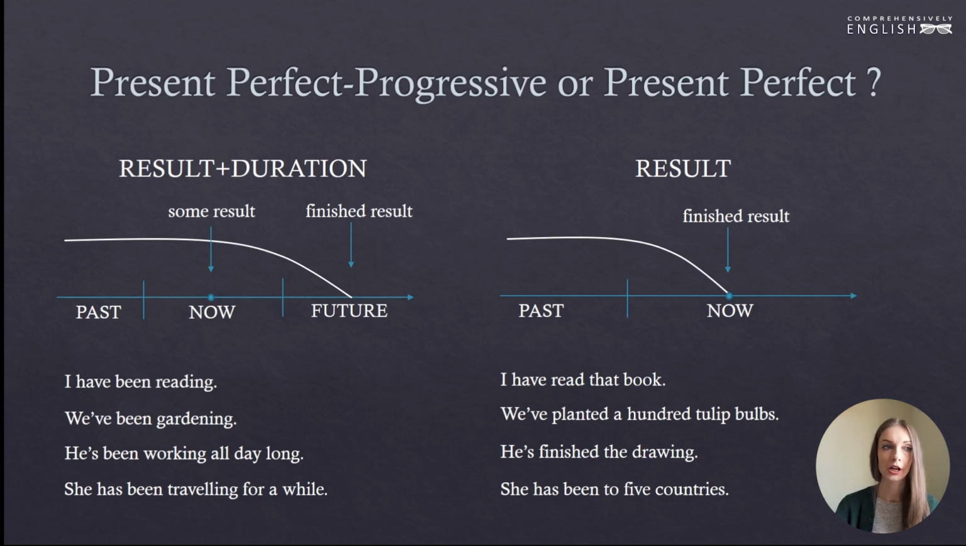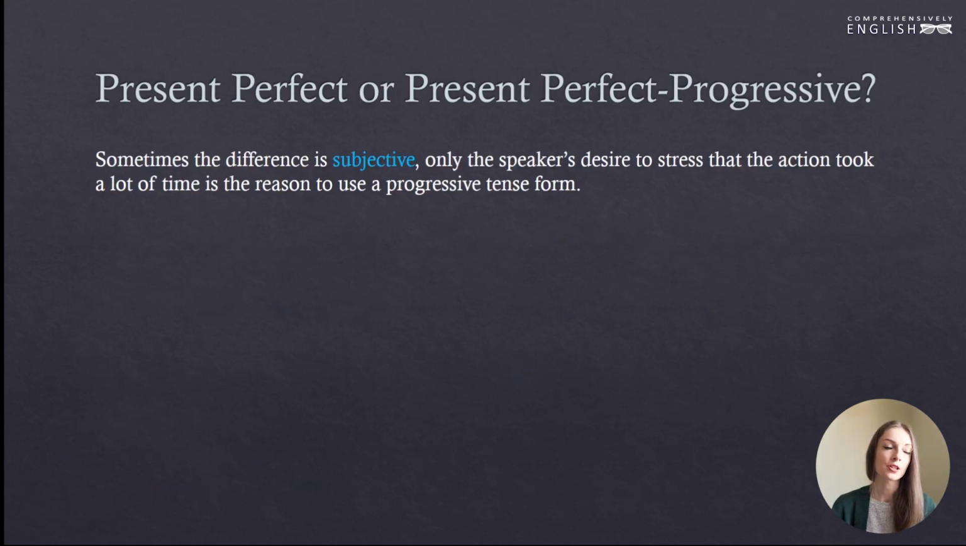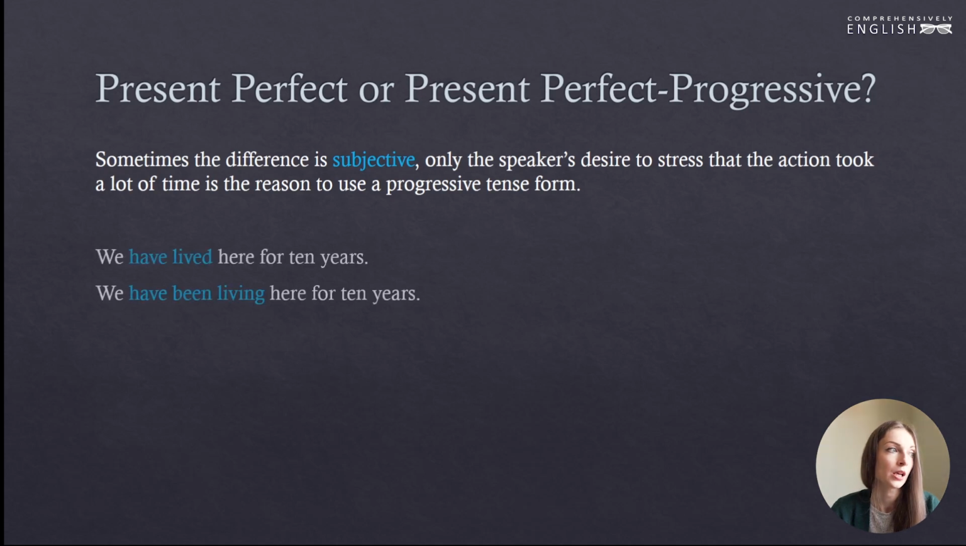I hope this is clear. Sometimes the difference is subjective. Only the speaker's desire to stress that the action took a lot of time is the reason to use a progressive tense form. Let's see what I mean. We have lived here for 10 years and we have been living here for 10 years. The choice of the tense is absolutely up to you, whether you feel like that was a long period of time or not.